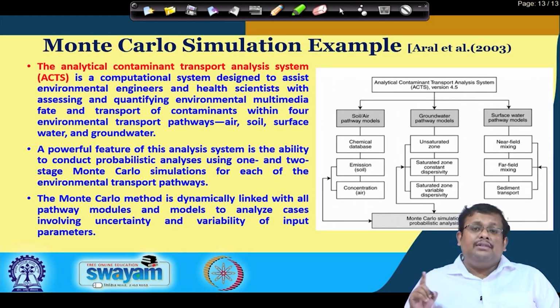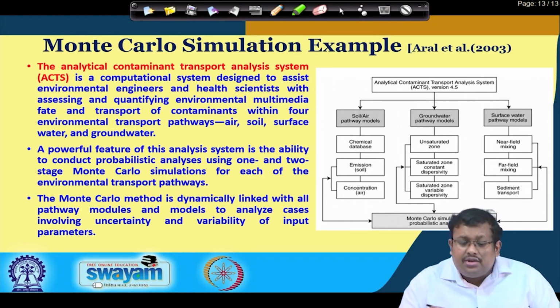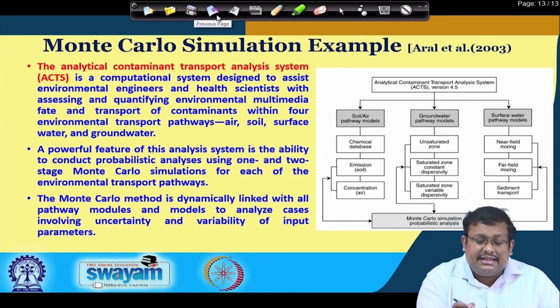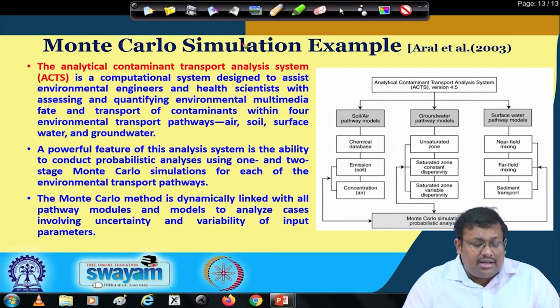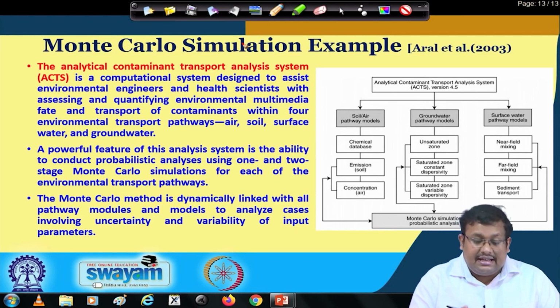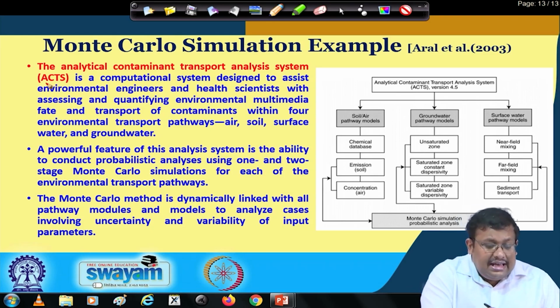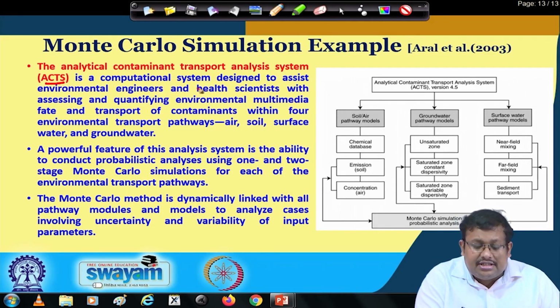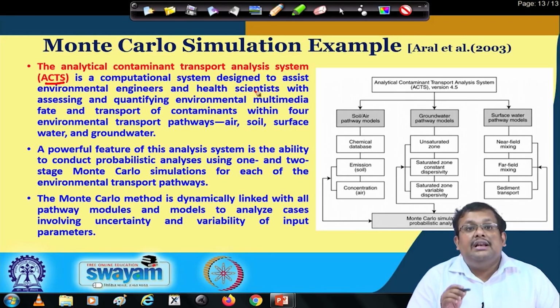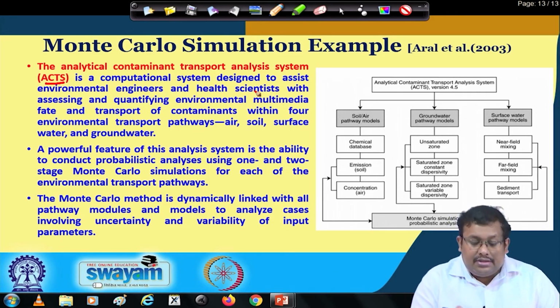Now, let us see one example of the Monte Carlo simulation, published by Aral et al. in 2003. They proposed an analytical contaminant transport analysis system, which they named ACTS. It is a computational system designed to assist environmental engineers and health scientists with assessing and quantifying environmental multimedia fate and transport of contaminants within 4 environmental transport pathways. What are those 4 pathways? Air, soil, surface water and groundwater.